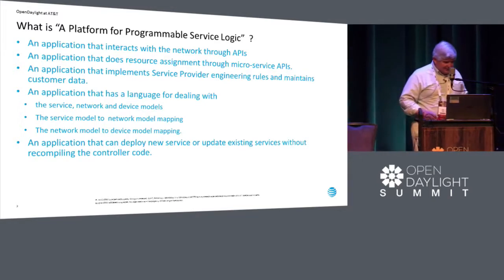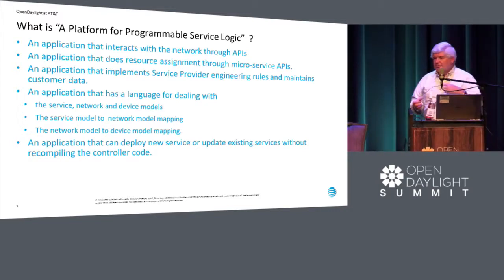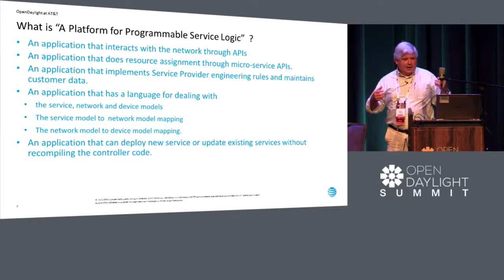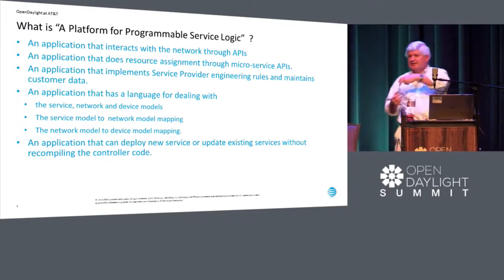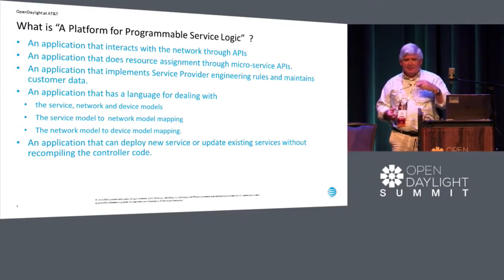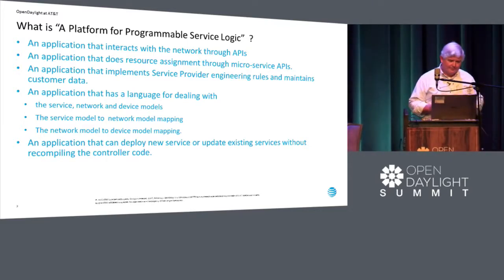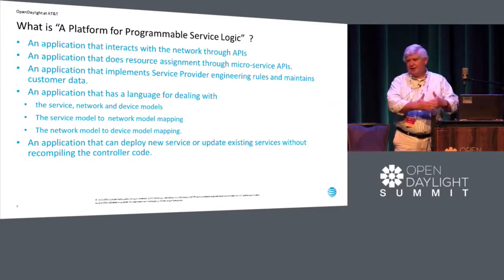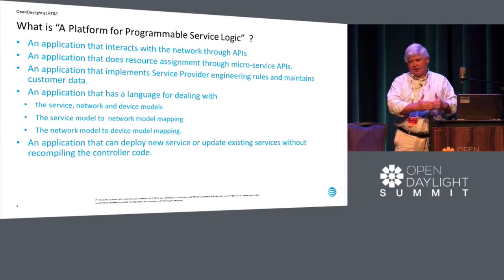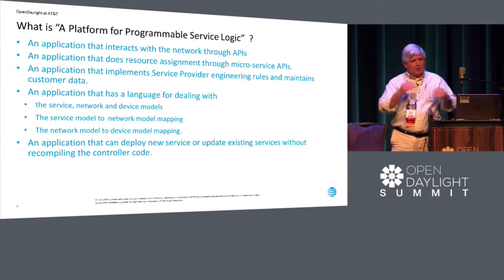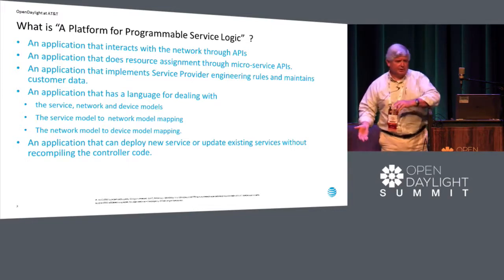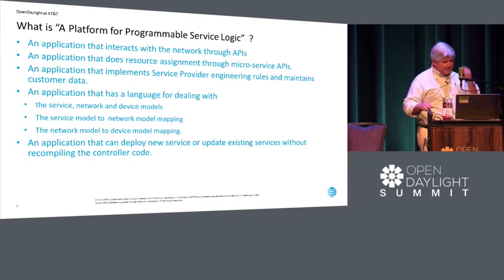You can read the slides as well. It's an application that is going to interact with the network through APIs. We don't care whether it's OpenFlow, BGP, PCEP, NetConf. That doesn't matter, but the fact that it's an API-driven interaction is the key part of the programmable platform. It's also applications that do resource assignment. Usually you need VLANs, IP addresses, to pick a port, to pick a location, to generate a host name. All of these resource assignment functions are part of what it takes to put a service into the network.